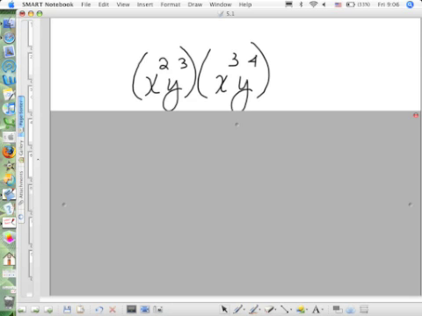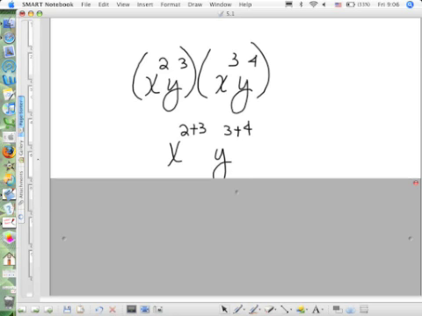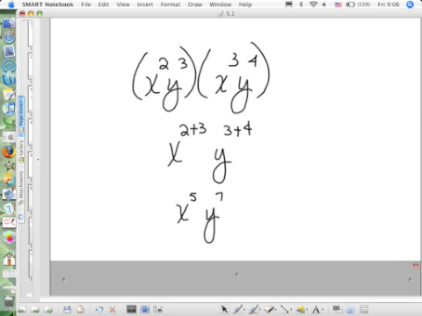Alright, so if I asked you to multiply these two expressions together, x squared times y cubed multiplied by x cubed times y to the fourth, we can actually combine the x's and the y's, right? And the way we do that is by adding their exponents. I have 2 plus 3 x's. I have 3 plus 4 more y's. So my final answer is x to the fifth times y to the seventh.